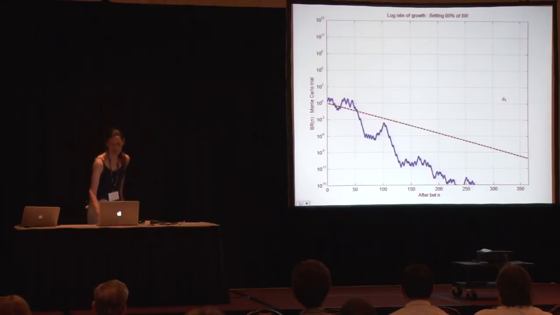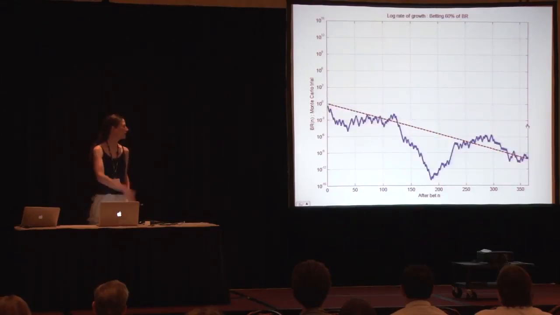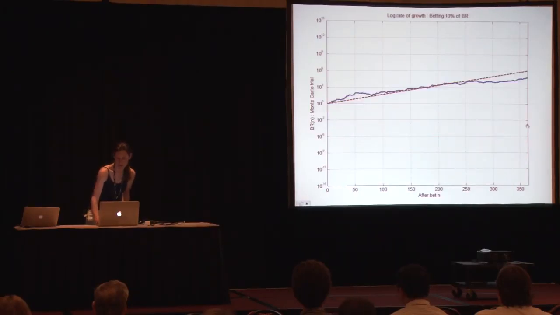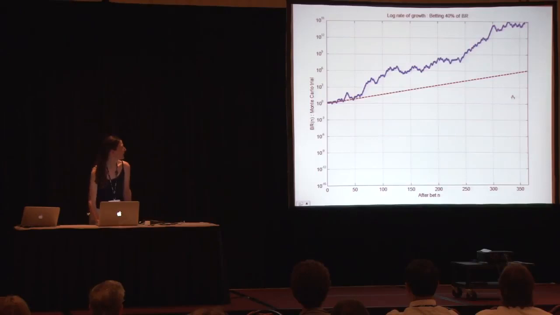Betting 60% of my bankroll, the expected value is definitely positive over the long run. But if you look at trials, it'll be a long time before you find one of them where you're actually positive after 350 bets. And then you can bet something that's less than optimal, which is usually what gamblers do. Betting 10% instead of 25% would be typical because it lowers variance. I can get the same slope by betting 40% of the bankroll, but it has higher variance.